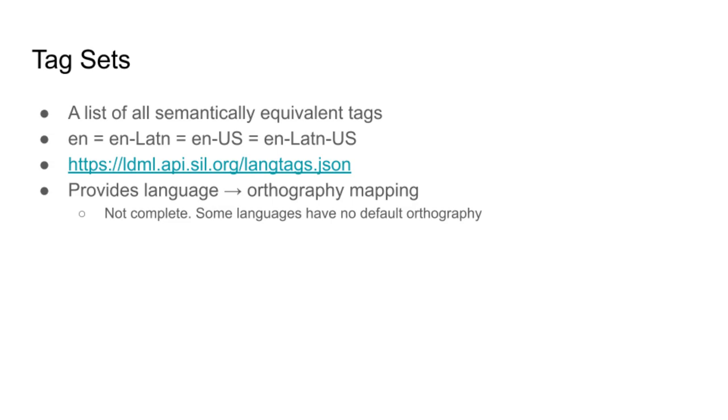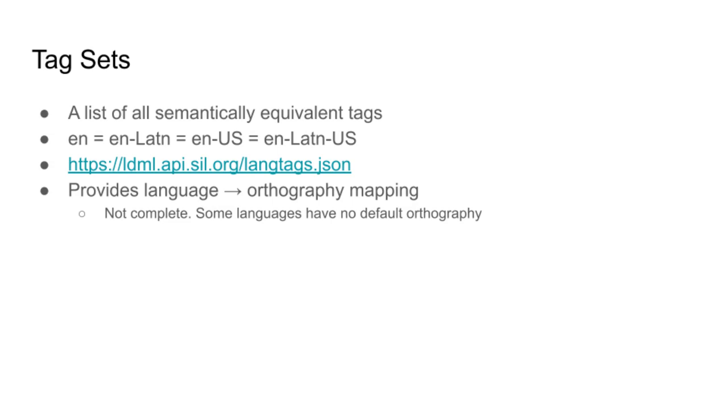Okay, so how do you do that? Well, we have collected every language, every tag set that we could find. And we've put it into this file, which you can download from the LDML API called langtags.json. It's a JSON file and it's everything you need to know.